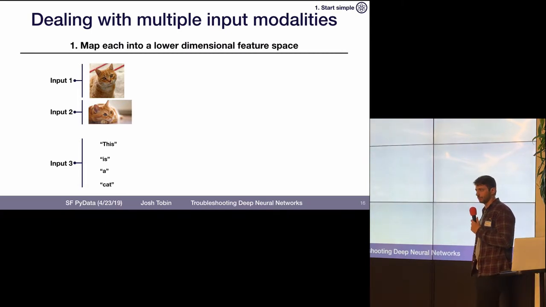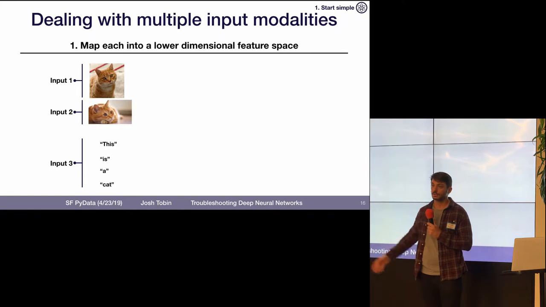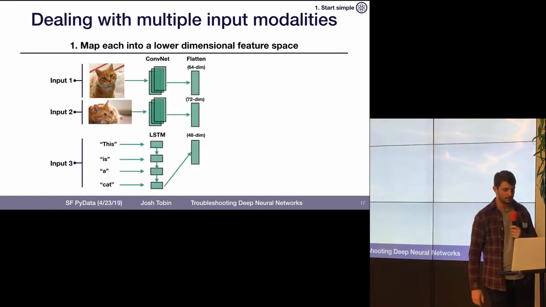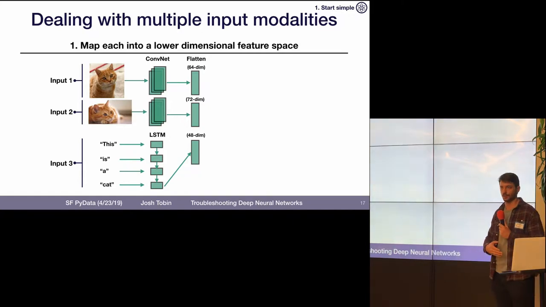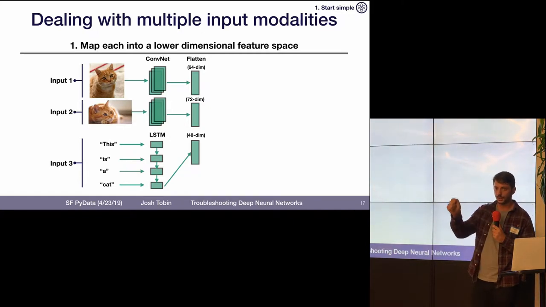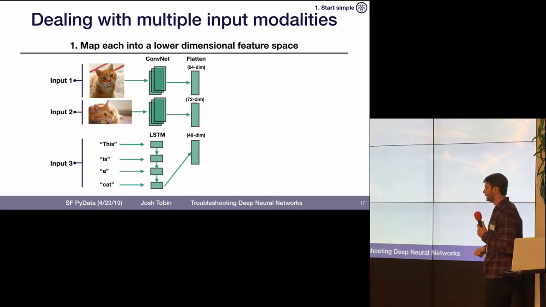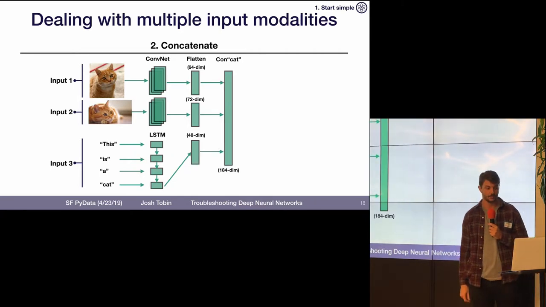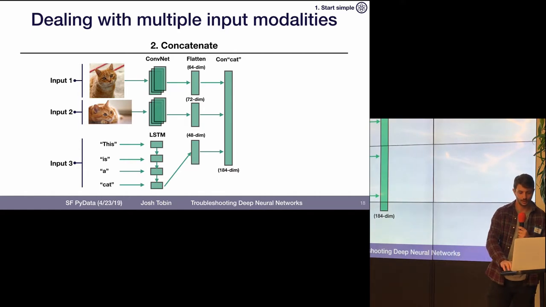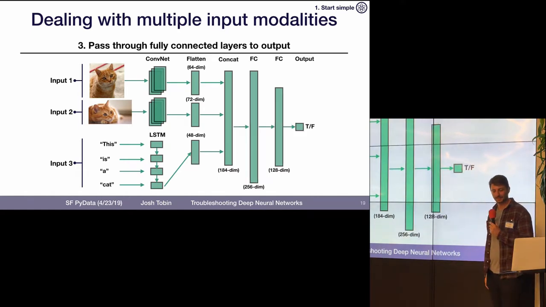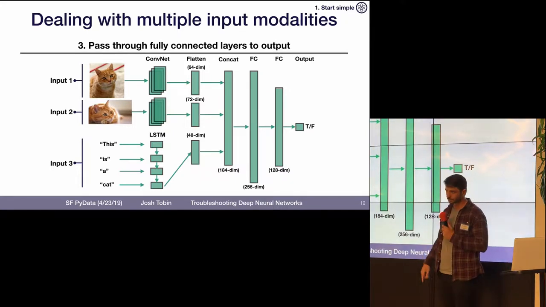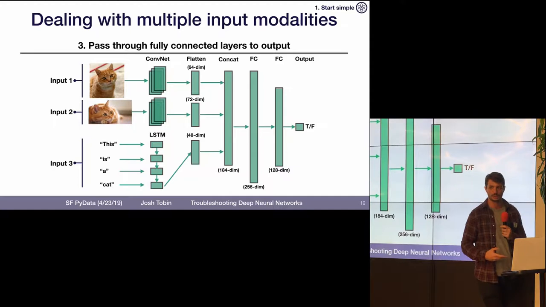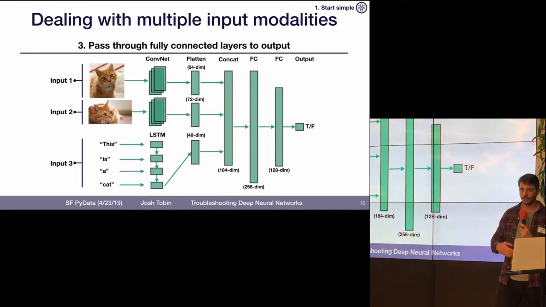Well, the first step is to map each into a lower dimensional space using the simple choices of architecture from the previous slides. So for the images, a simple ConvNet, for the sentences, an LSTM. And then you get an intermediate representation. The key here is that these should all be more or less the same dimension. Then you concatenate them, so just stack them on top of each other. And then you pass them through a couple of fully connected layers to an output. If you've worked with deep learning before, this will seem very obvious to try. But the point is that it's often very hard to beat the obvious thing to try. So you might as well start there.